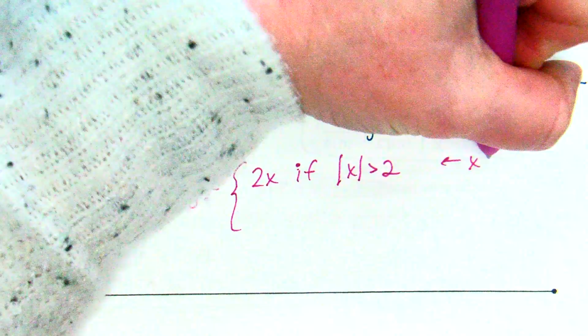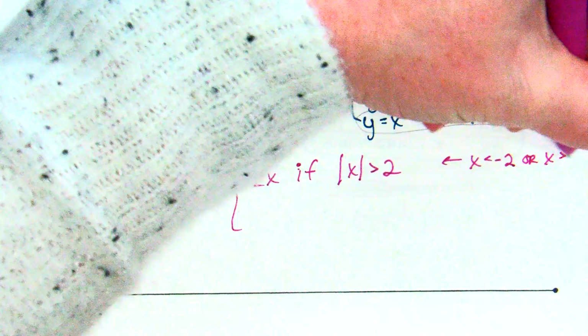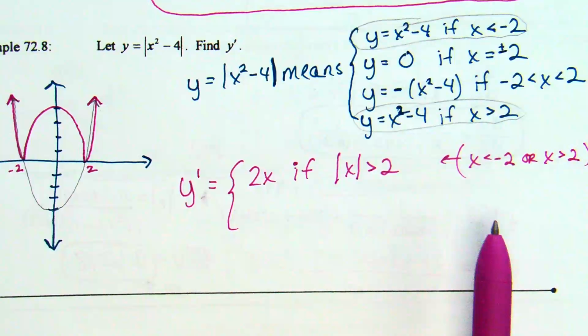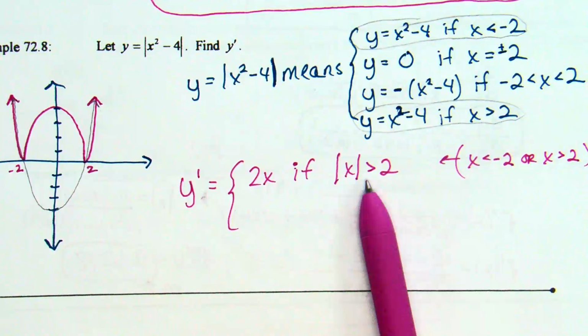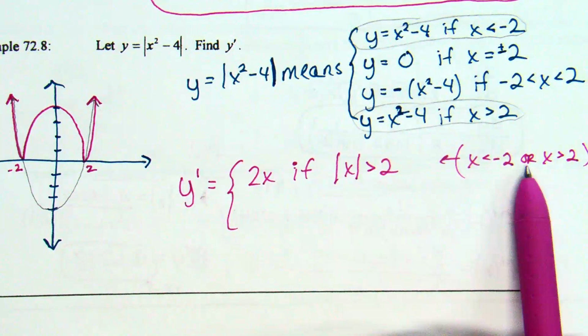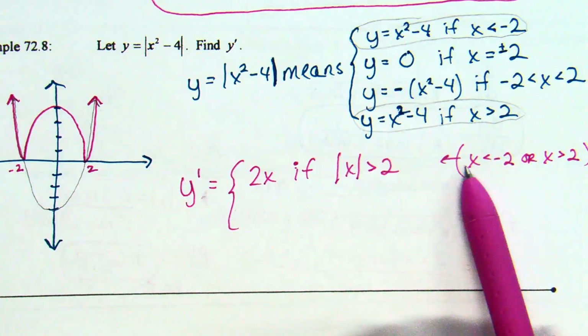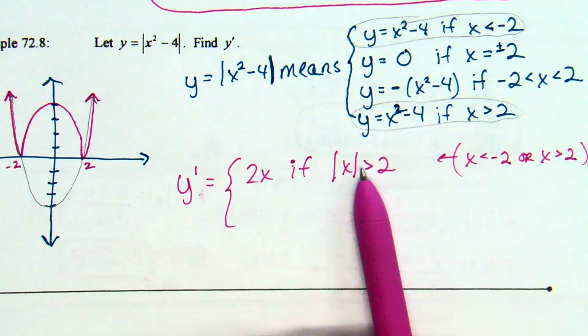Because if you recall, when you guys first learned absolute value inequalities, greater than, you set up an or statement, right? x greater than 2 is one of them. And then the other one is you switch both signs, x less than negative 2. And so this is just a cleaned up way to write it. Okay, something I wanted to mention. It's a good thing to be able to recognize. Okay, what's the other derivative I need to do here?